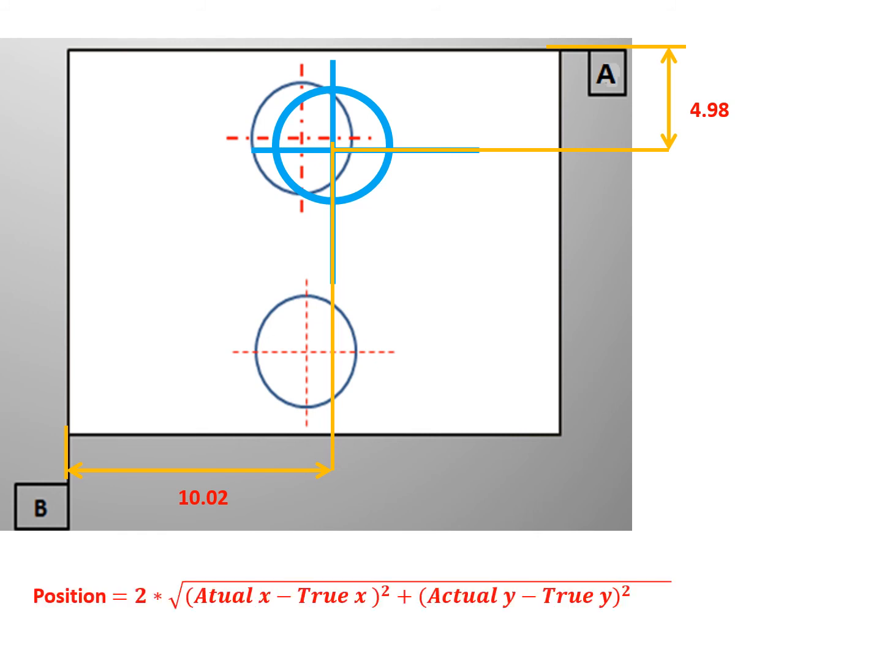So if we want to calculate our positional value, we can use the equation. Here actual x is nothing but the measured value, that is 10.02, and actual y is 4.98, that is the measured value, and the true value is the value as per the drawing. Here it is 10 and 5 mm. If we use this equation, finally we will get one value. This value is called our positional tolerance value. It should be less than the given value. That means here it is mentioned as 0.4. It should be less than that. Then you can say that the positional accuracy is okay.